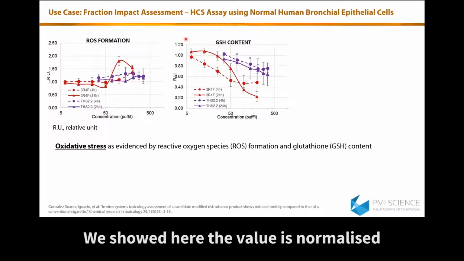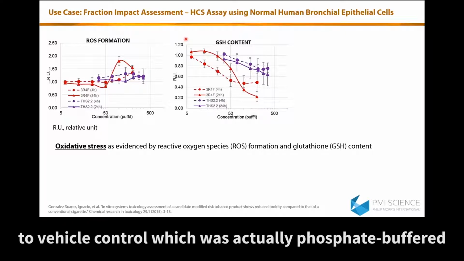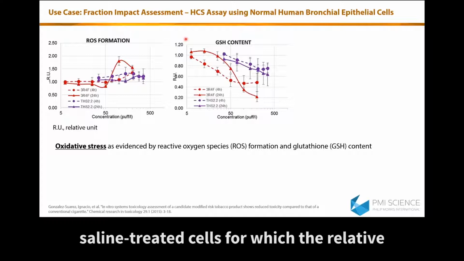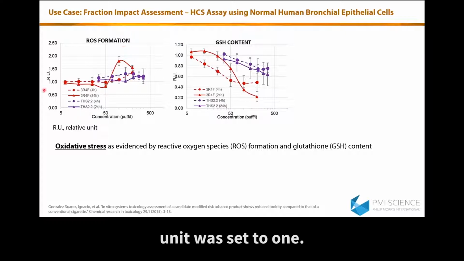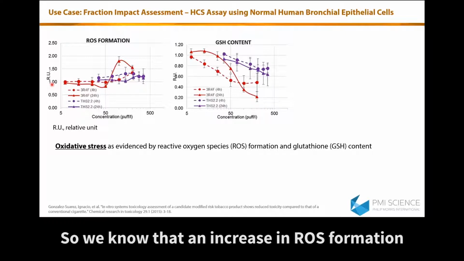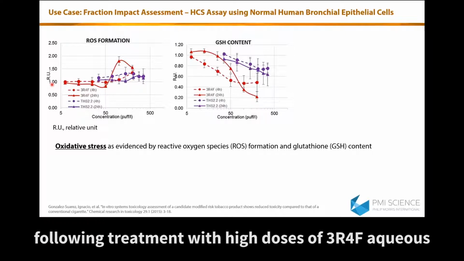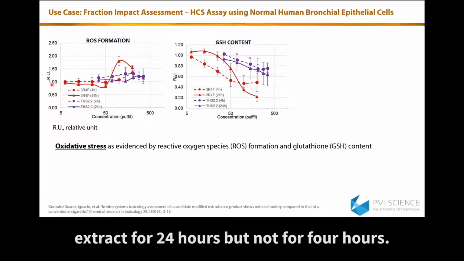We show here the values normalized to vehicle control, which was actually phosphate buffered saline treated cells, for which the relative unit was set to 1. So we noted an increase in ROS formation following treatment with high doses of 3R4F aqueous extract for 24 hours, but not for 4 hours.